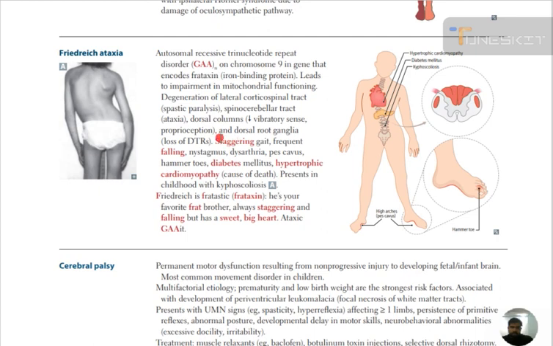There would be other symptoms like staggering gait, frequent falling, as it is also a feature of ataxia, nystagmus due to spinocerebellar lesions, dysarthria, pes cavus, hammer toe, diabetes mellitus due to pancreas involvement, and hypertrophic cardiomyopathy, which is the main cause of death.